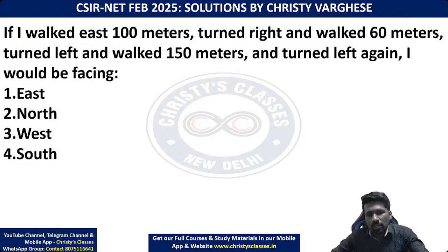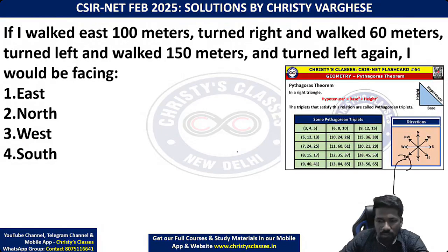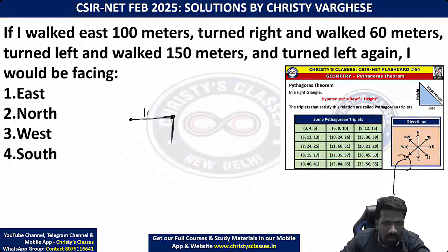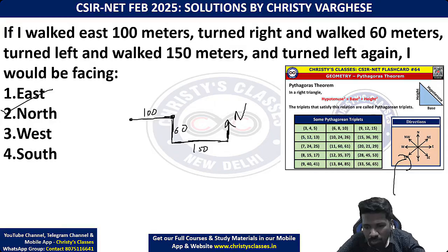If I walked east 100 meters, again in this question also the directions north, south, east, west are very important, so you can take this direction as the base. East 100 meters means you can visualize the question like this: 100 meters. Turn right. I've always told you, right and left you can understand just by turning the paper and checking. So turn right from here and walk 60 meters, then turn left and walk 150 meters, and then turn left again, and I will be facing this direction, which is clearly the north direction. The distance is not asked, so it is a very simple question. North will be the answer.